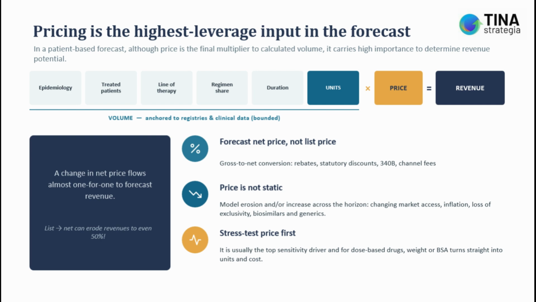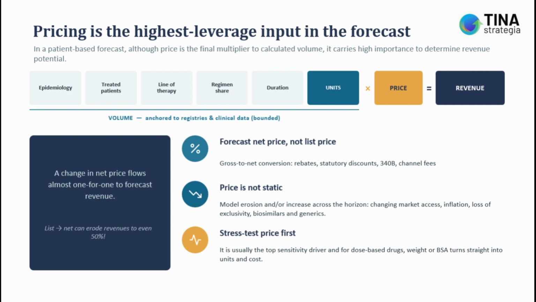Then comes the last step. We take those units and we multiply by price. And that gives us revenue, the money. Price is literally the final multiplier in the equation. And here's why that final multiplier is so important, and the theme of this whole session. Because price multiplies everything to its left, it has enormous leverage. A change in the net price flows almost 1-for-1 into your forecasted revenue. If your price is off by a fifth, your revenue is off by roughly a fifth, no matter how carefully you count the patients. So price deserves at least as much care as the patient numbers, and often it doesn't get it.